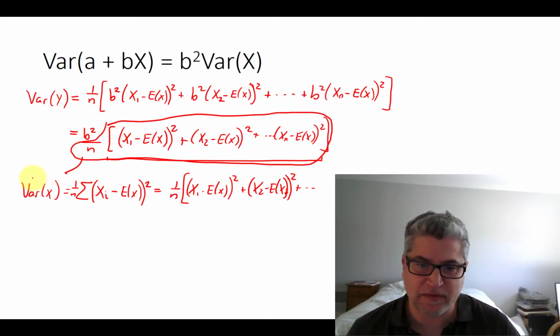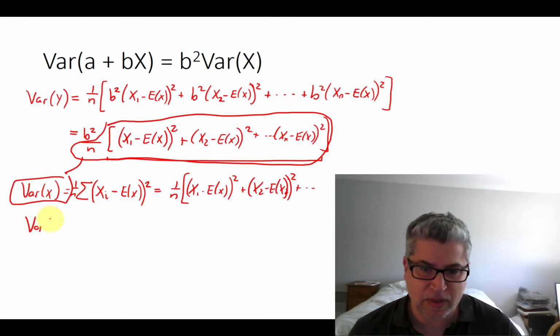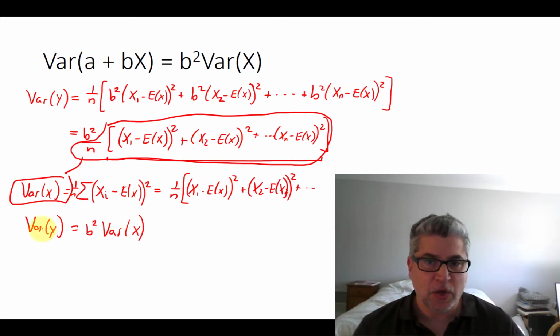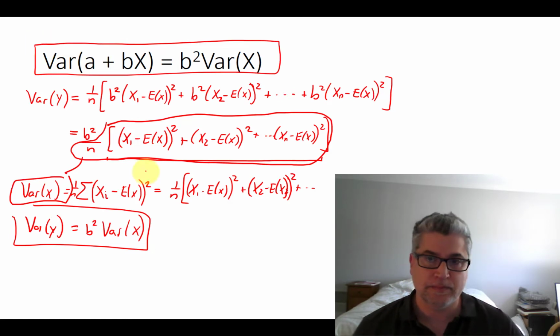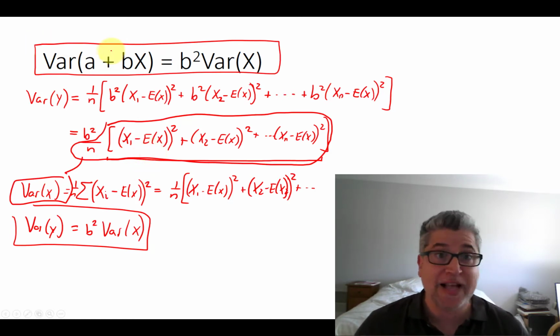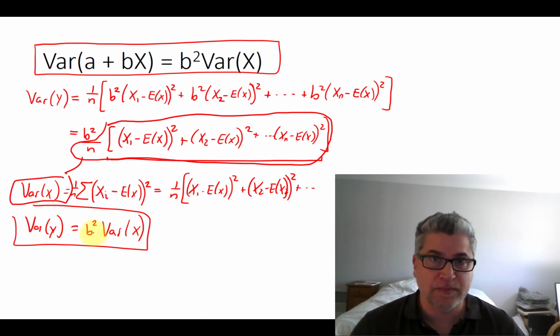That is just the variance of x. So let's plug variance of x in there, and that leaves us with the variance of y being something much nicer. It is b squared times the original variance of x, which is exactly what we wanted to show. So your teacher can add something to your score and multiply something by your original score that will affect the variance. And it's going to have, in fact, a squared effect on the variance.